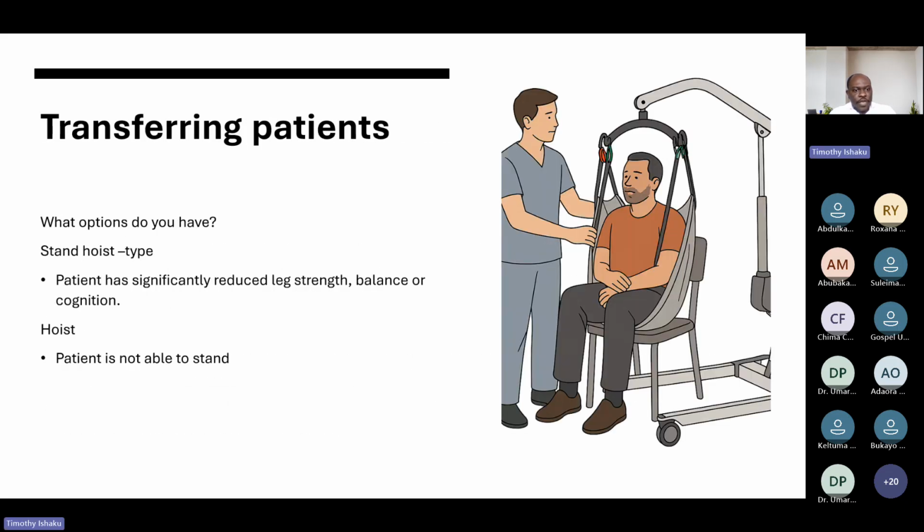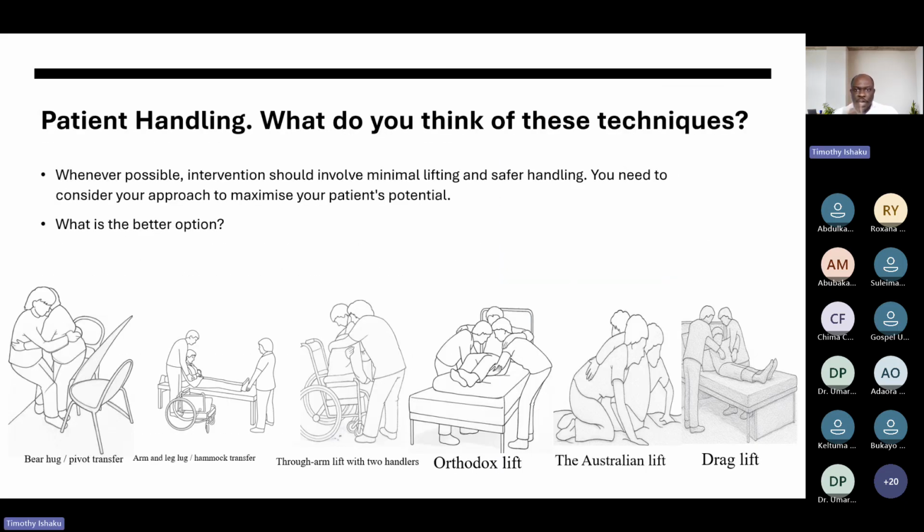While I still want to hear your voices, I'm just going to bring up this bit. Some of the handling techniques that probably some of us are culprits of or some of us are not, but just to bring it up. So patient handling, what do people think about the pictures I'm seeing here? Okay, maybe the picture is not too clear. I'm going to put it in the chat box.